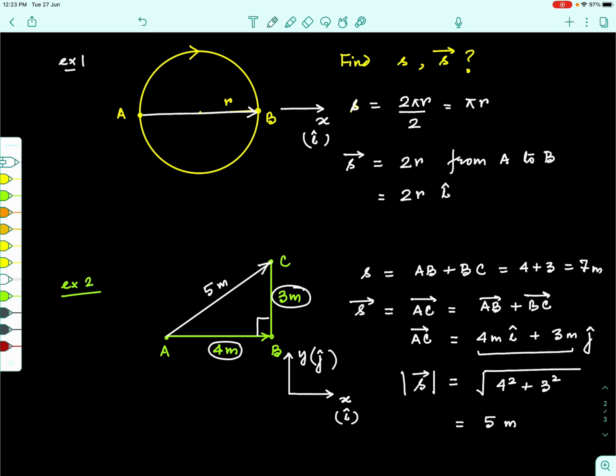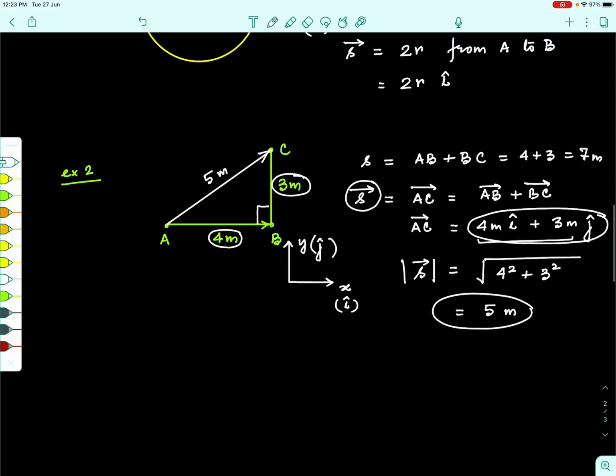So we can get the magnitude of our displacement vector as well as its direction. Direction you can get from this form of the vector, right? So that way you can find out the displacement vector in vector form, and if you want to get its magnitude, you can get its magnitude as well.